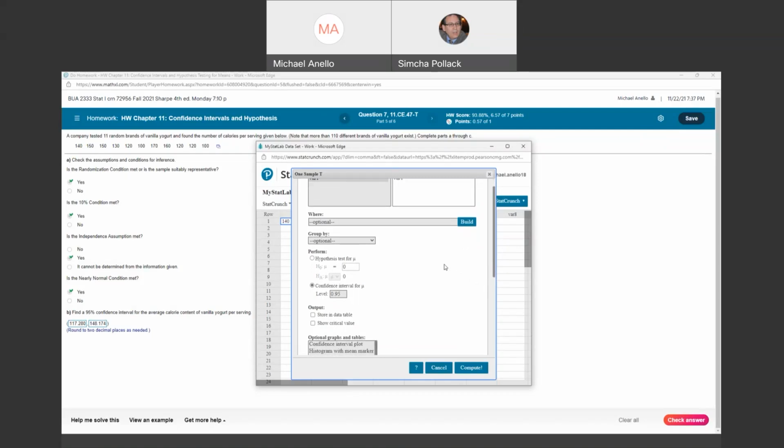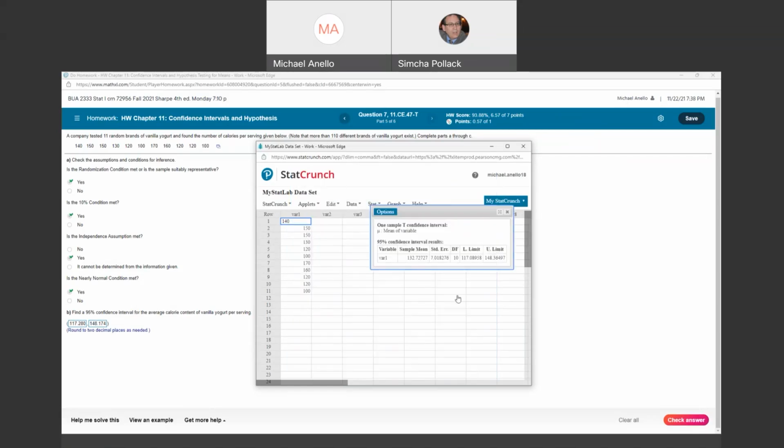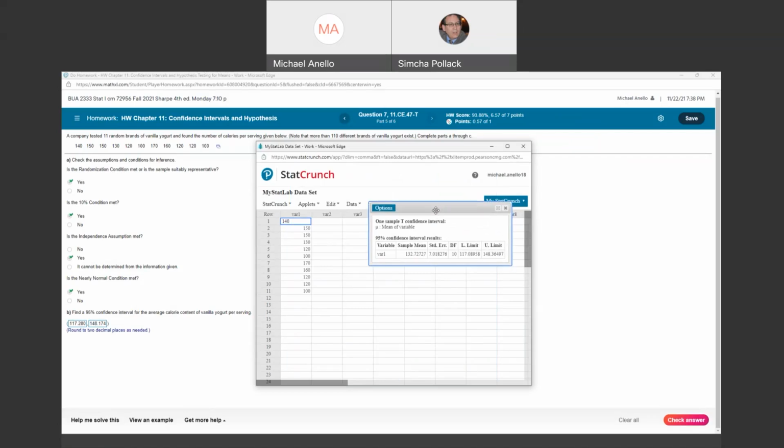And that's it. There's no other choice. You just click on compute. That's it, you got your answer. The lower limit is 117.08, whatever.